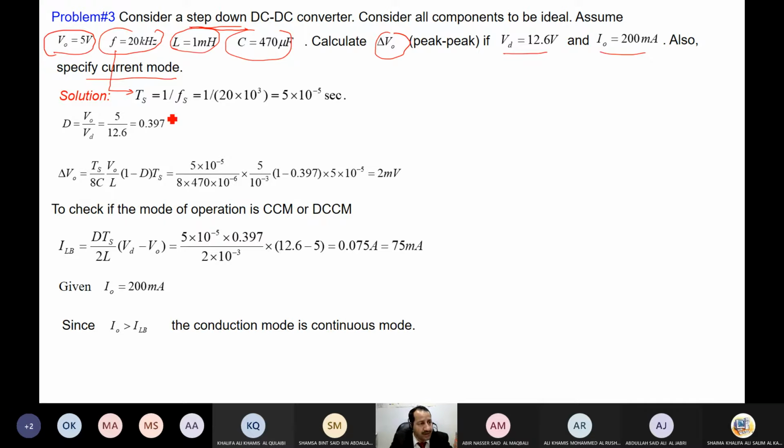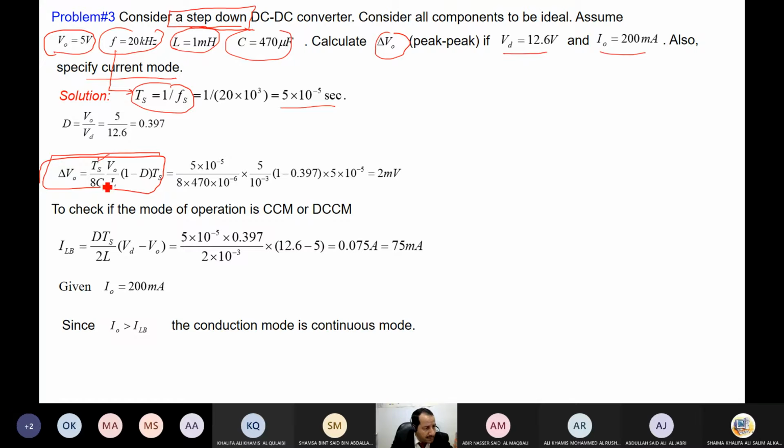Since it's a buck converter, let's assume that this is the final year exam. I go to the step down converter slides. I have all the formulas there. I go there to delta VO, which is what I am asked to calculate. I have the formula. Let me go through the formula and see what was given. I need TS. Okay, I can calculate it. It's very simple: the reciprocal of frequency.